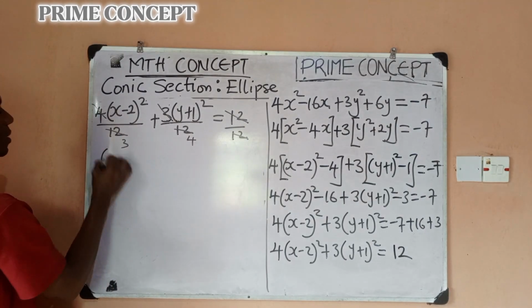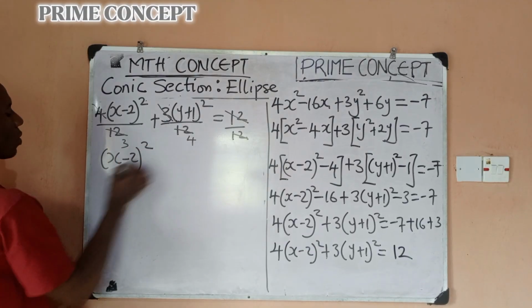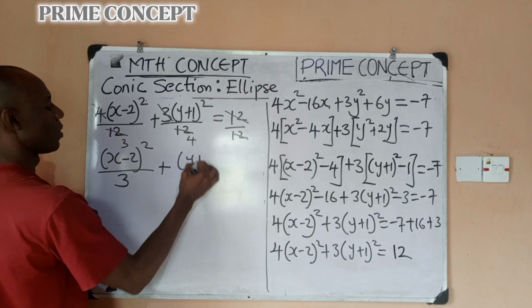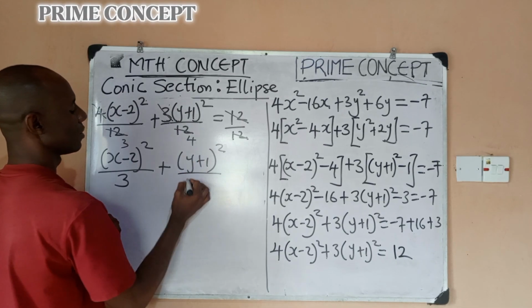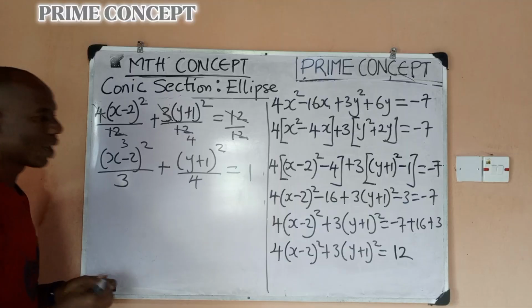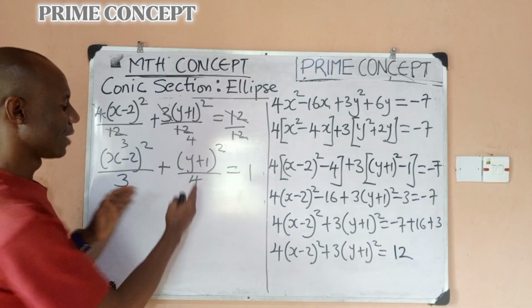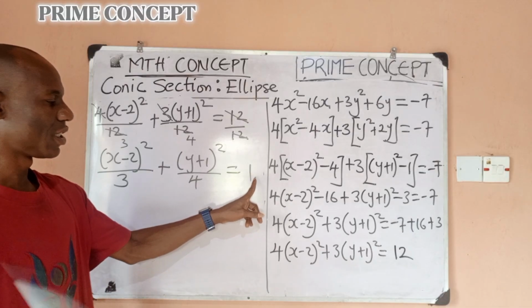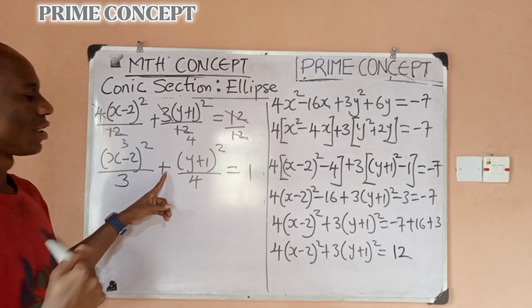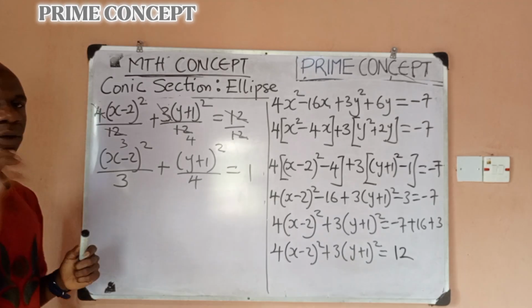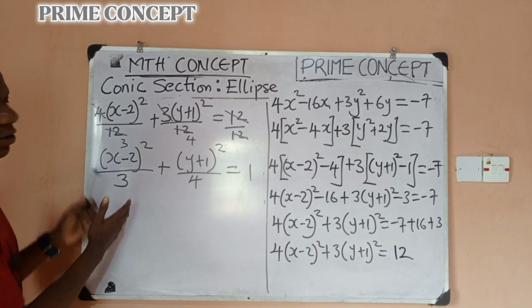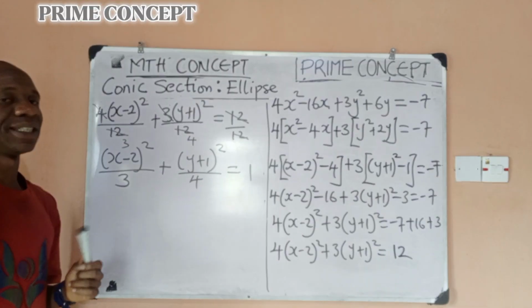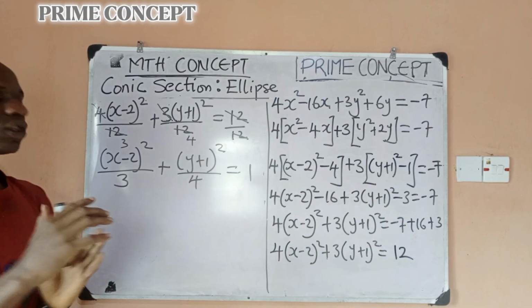So I'll be left with x minus 2 all squared divided by 3 plus y plus 1 all squared divided by 4. All this is equal to 1. So I've succeeded in writing this equation for an ellipse in standard form, leaving this place to be what? 1, and saying that this is positive. So quickly, for me to find the center of this ellipse, and you will notice, of course, seeing this, it shows that this ellipse does not have the center at the origin. So it will shift from the origin.